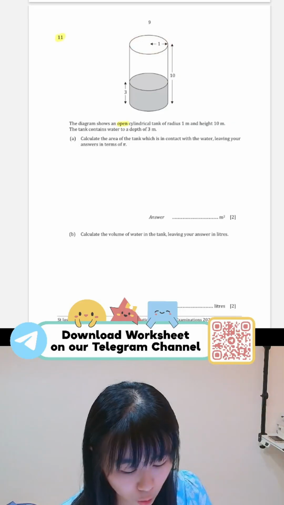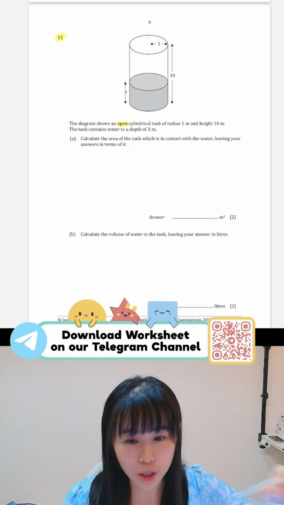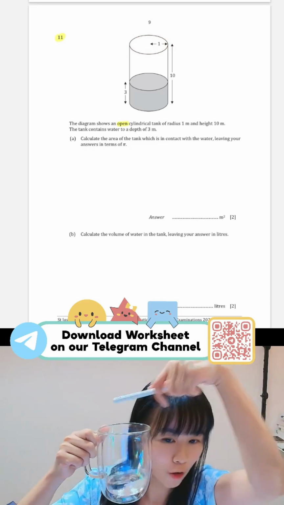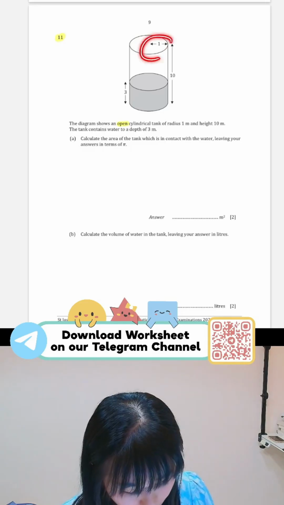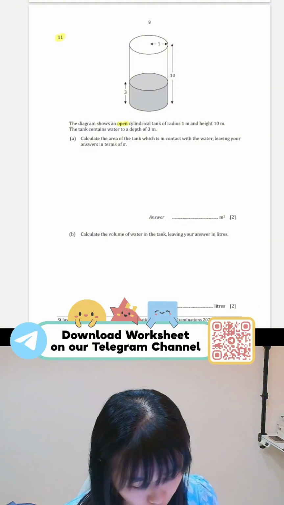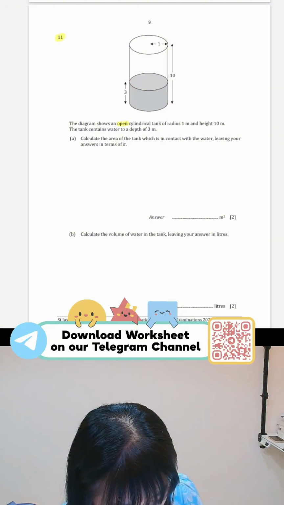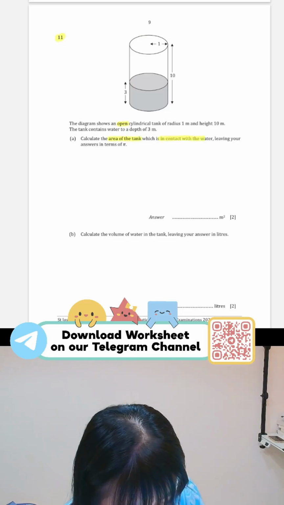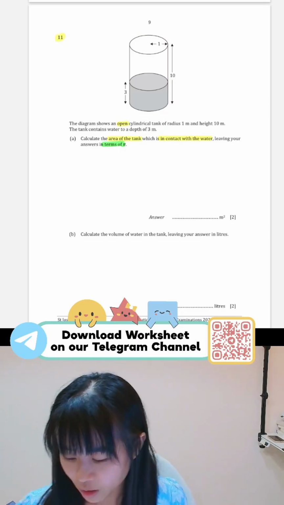There's no lid here. So you can imagine a cup, right? There's no lid at all. It's open. A cylindrical tank of radius 1 meter and height 10 meters contains water to a depth of 3 meters. Calculate the area of the tank that is in contact with the water, leaving your answer in terms of pi.